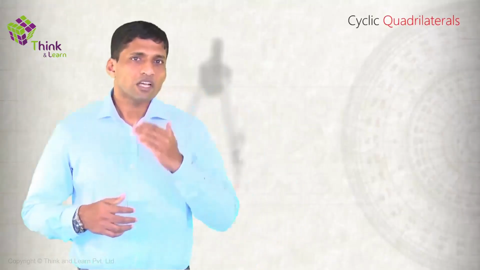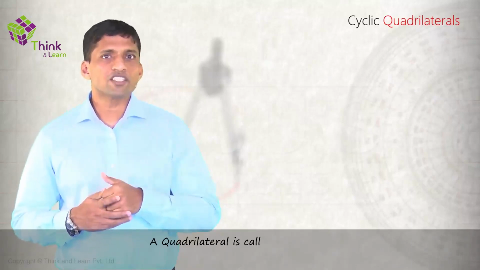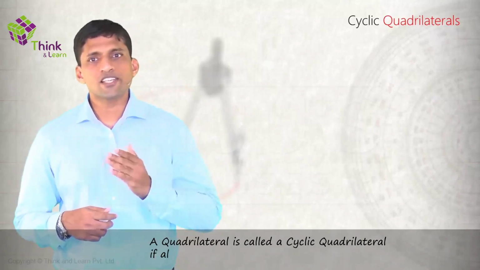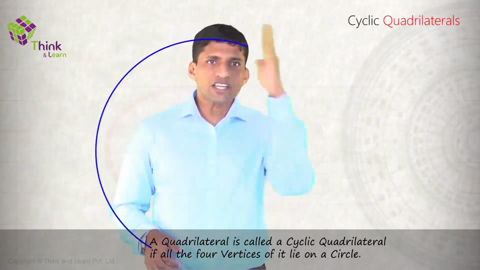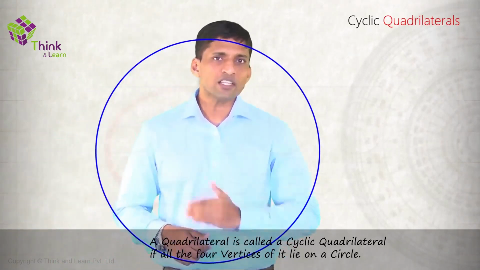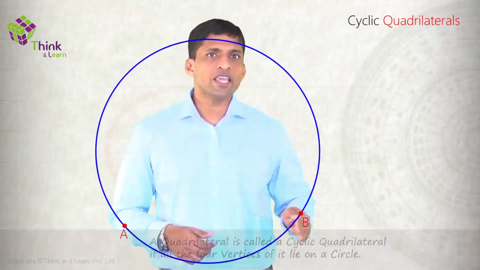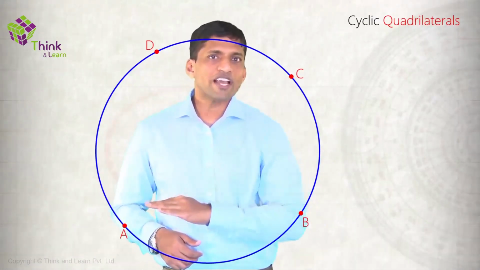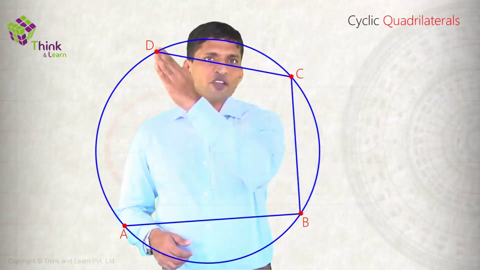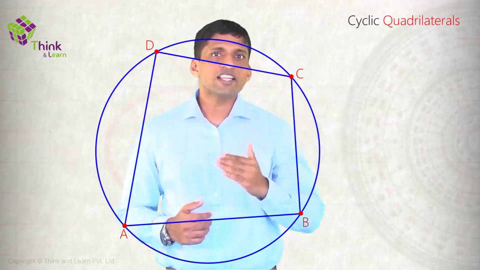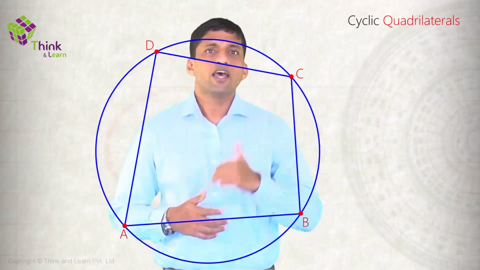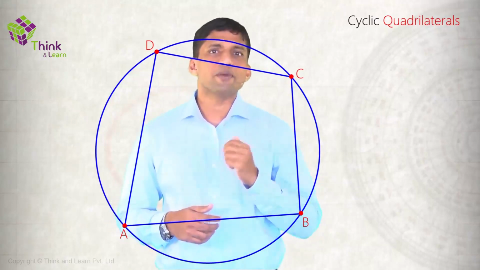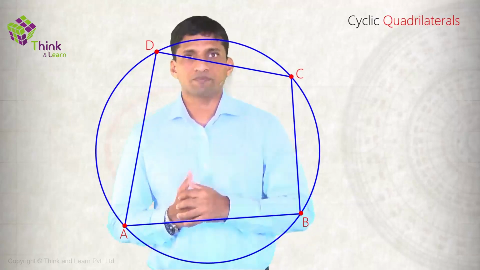Now let's understand what are cyclic quadrilaterals. A quadrilateral is called a cyclic quadrilateral if all the 4 vertices of it lie on a circle. That is, to visualize, if I take a circle like this, how do we get a cyclic quadrilateral? Take 4 points A, B, C, D. And if I join them, since all 4 of them are on the circle, we can say that quadrilateral ABCD is a cyclic quadrilateral. Let's look at some important properties based on cyclic quadrilaterals next.